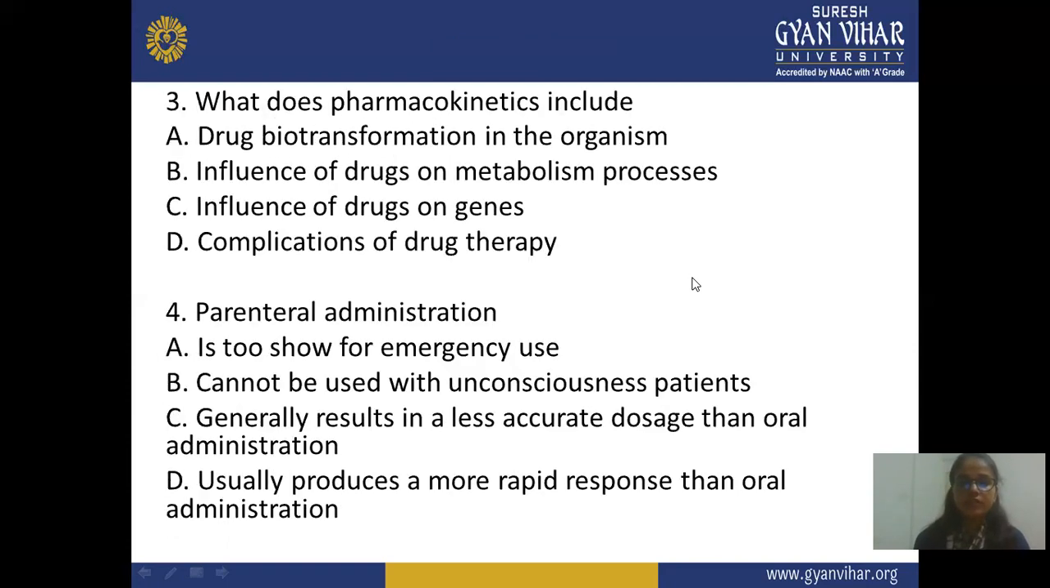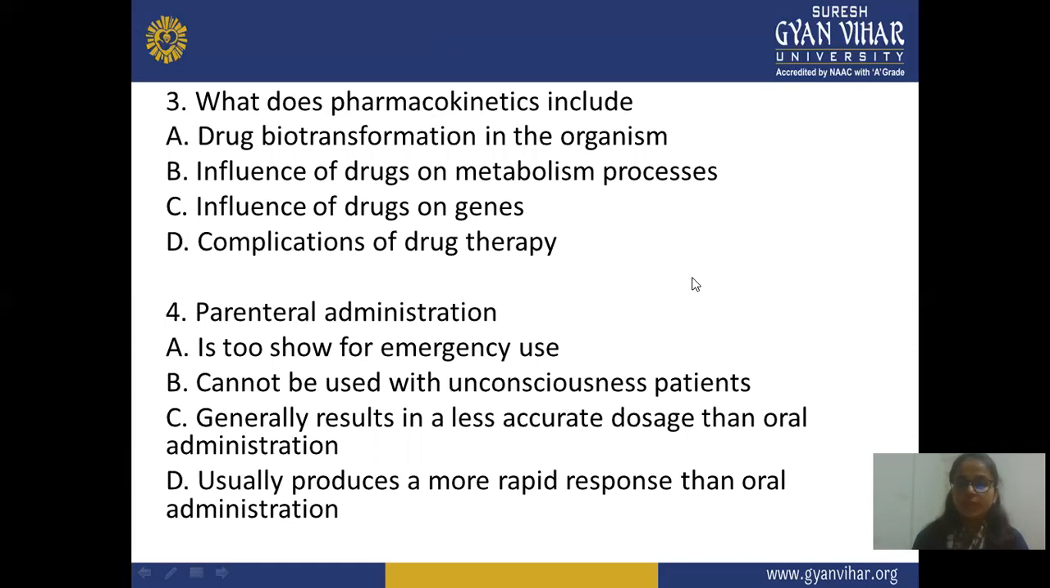Next, the third question. What does pharmacokinetics include? Means, in pharmacokinetic parameters, what do you include? Option A is drug biotransformation in the organism. B is the influence of a drug on metabolism processes. C is the influence of a drug on genes. And D is the complication of drug therapy.